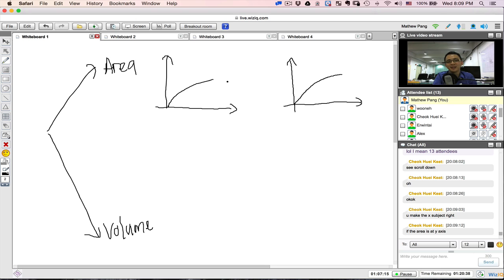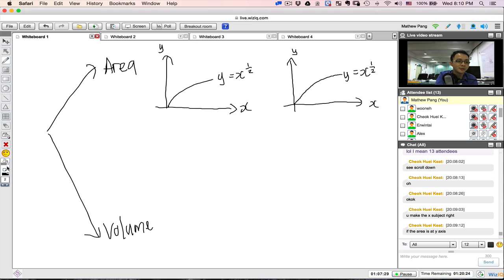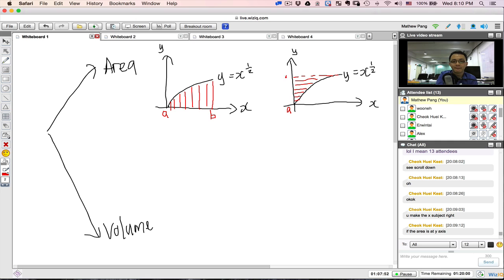Okay, imagine they are the same thing. Let's say I just call this one y equals x power of half. This is y equals x power of half. Alright, this is y, this is x, this is y, this is x. Okay, now, if I integrate toward x-axis, let's say from a to b. Okay, this one, I integrate toward y-axis. Okay, let's say same thing, a to b. Okay, have a look here.